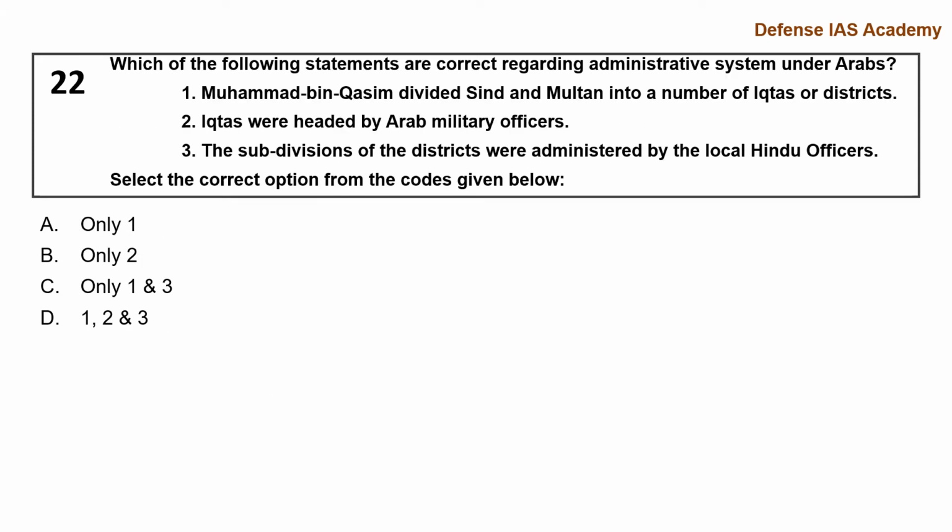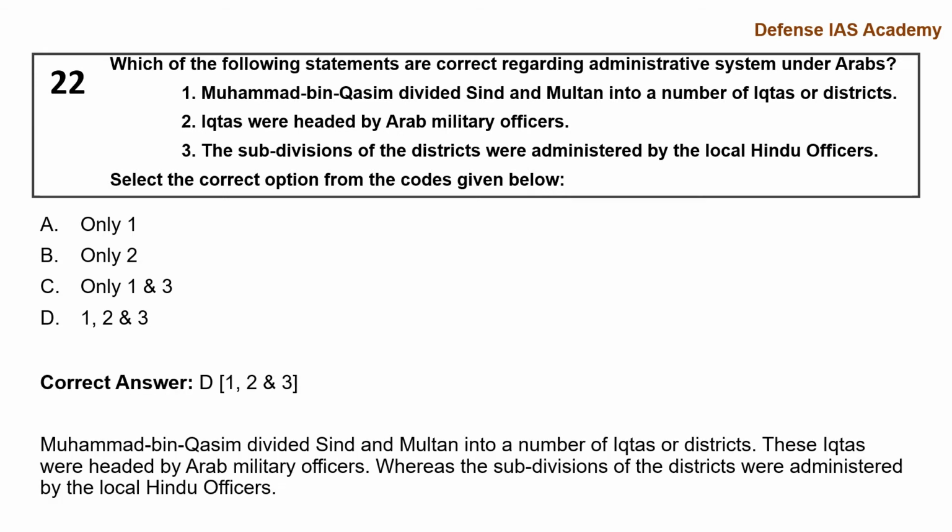Question 22. Which of the following statements are correct regarding administrative system under Arabs? 1. Muhammad bin Qasim divided Sindh and Multan into a number of iqtas or districts. 2. Iqtas were headed by Arab military officers. 3. The subdivisions of the districts were administered by the local Hindu officers. Select the correct option from the codes given below.